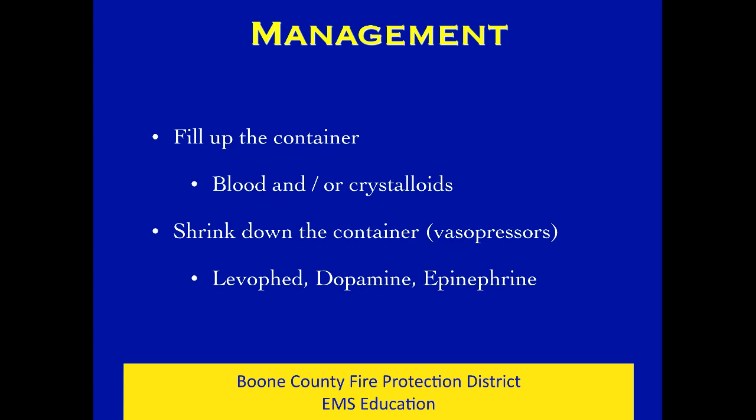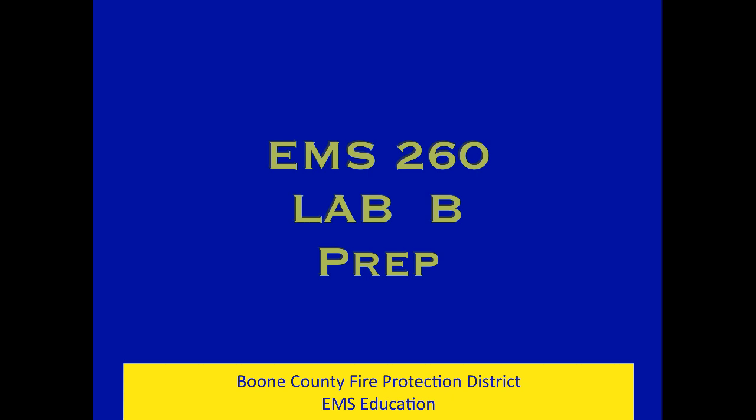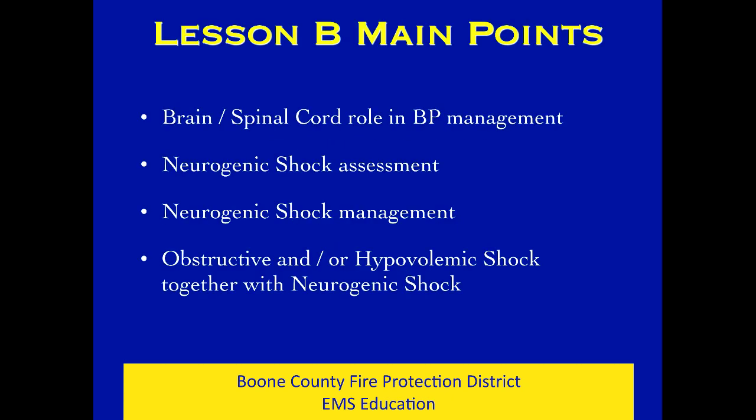What do you do about a distributive shock? When the container is too large, well, logically, you could fill it up with fluid or blood, or you could try to shrink it down with alpha agonist vasopressors. Some good ones are norepinephrine, Levophed, same thing, dopamine at higher dose levels, and epinephrine. So you have some options. What do you do first? We almost always fill up the container first and then add a pressor in secondly. So for lab B prep, we're going to do several cases.